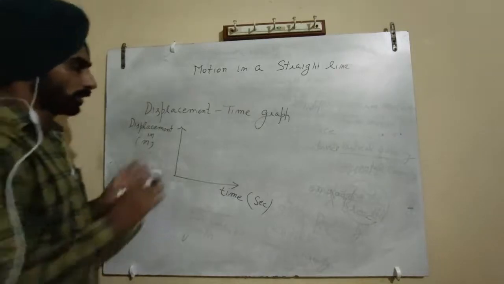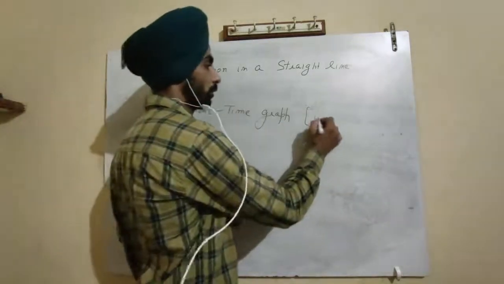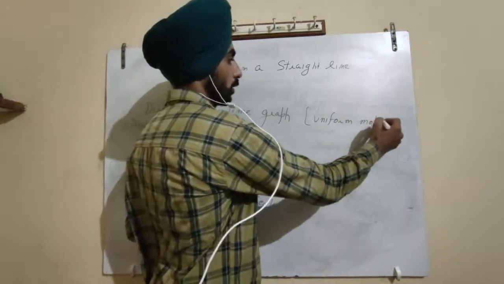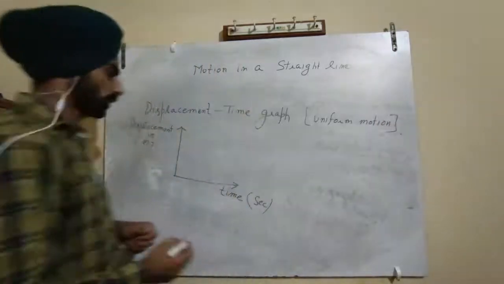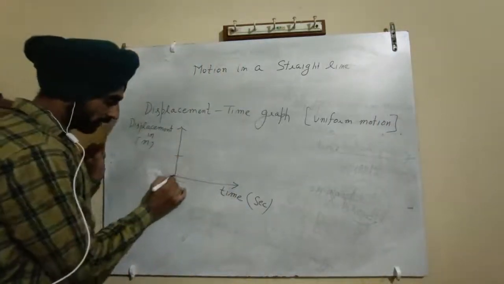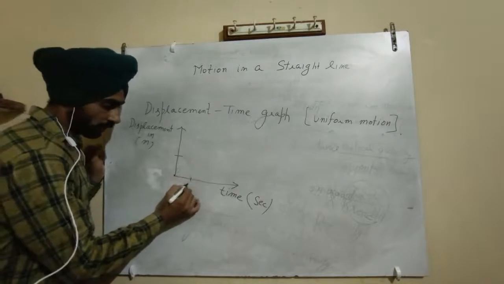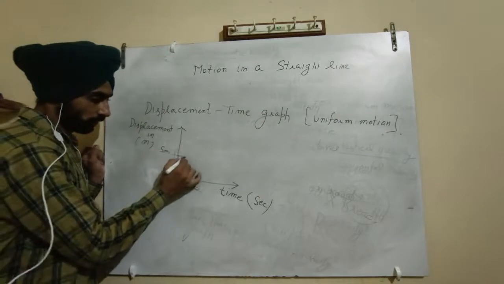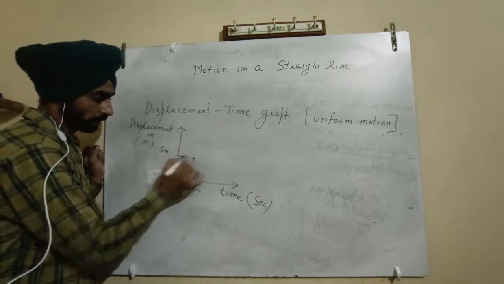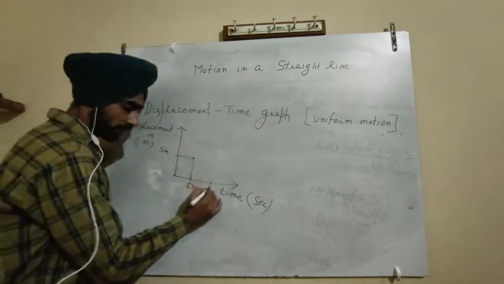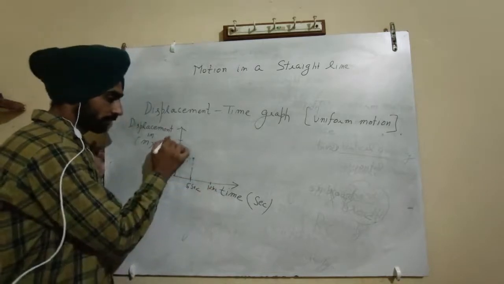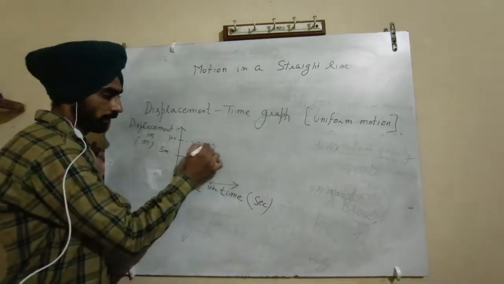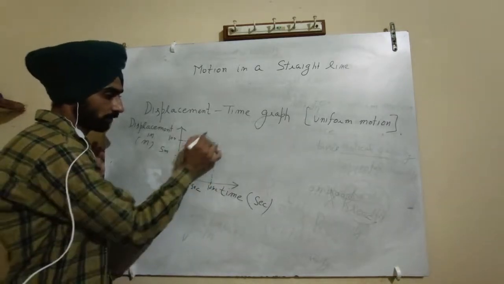So you have to draw this displacement time graph for uniform motion. Now you know what uniform motion is. Suppose at time 0, displacement is 0. At time 5 seconds, it has covered 5 meters, so the point will be here. Suppose in 10 seconds it has covered 10 meters, so the point will be here. This is point A and this is point B.